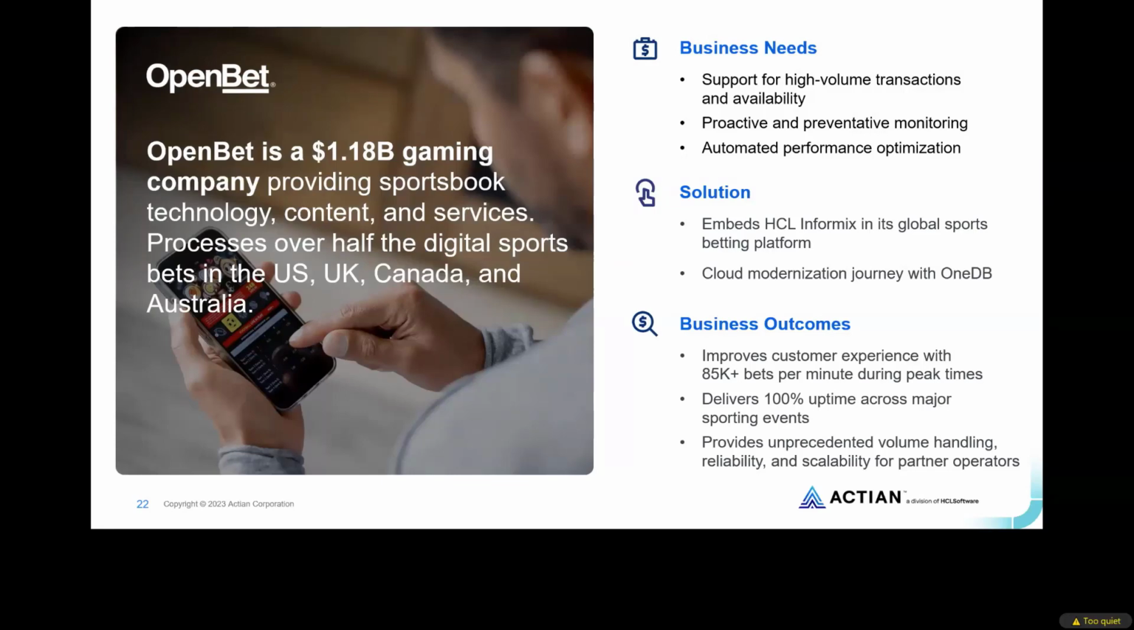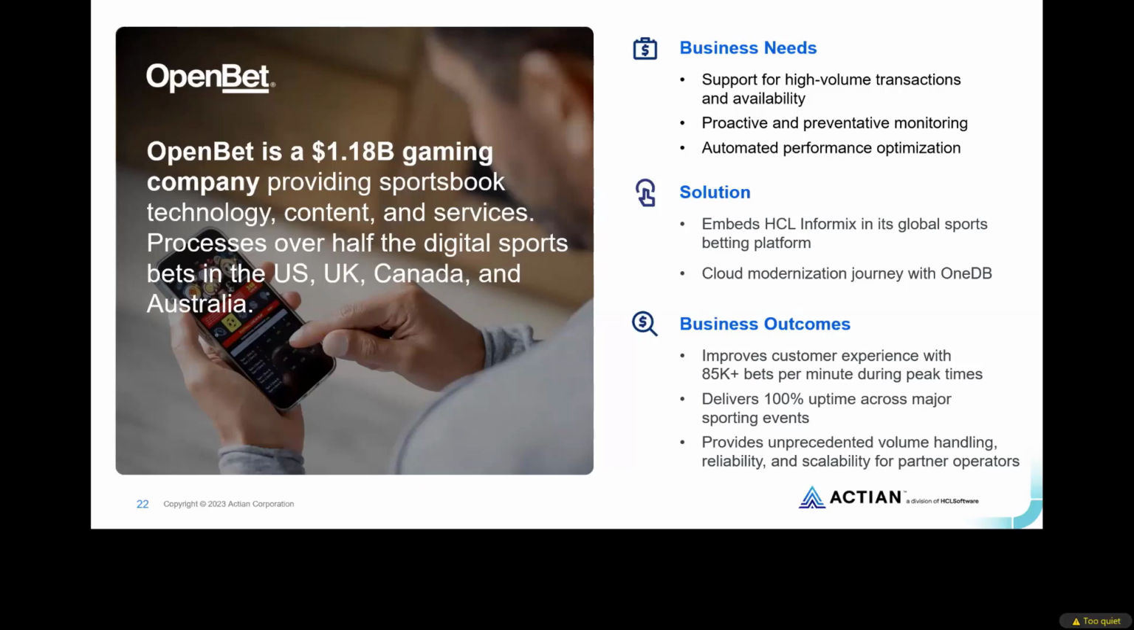OpenBet, which used to be called SG Digital, is a billion-dollar gaming company that provides sportsbook technology, content, and services to the US, UK, Canada, and Australia. In those geos, they process over half the digital sports bets that are generated, as well as offering their products and services globally. What they need is a database that can support very high volume transactions with 100% availability, especially during periods of peak processing. They need proactive and preventative monitoring to ensure that during their major sporting and gaming events, there's no disruption to their business. We've enjoyed a mutually rewarding relationship with them as they've embedded HCL Informix into their sports betting platform.